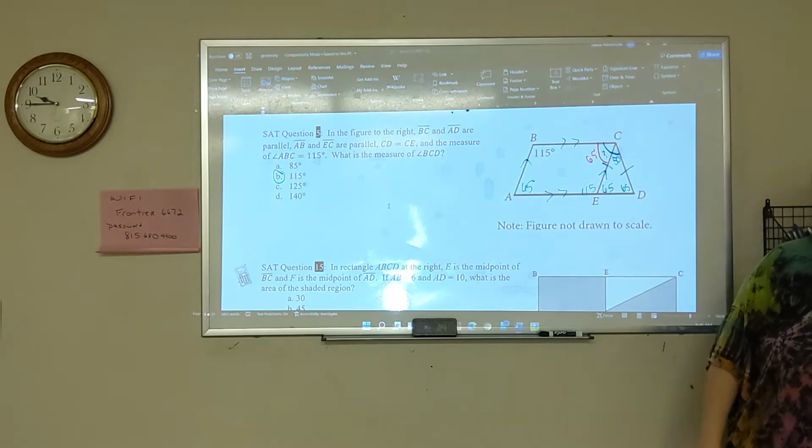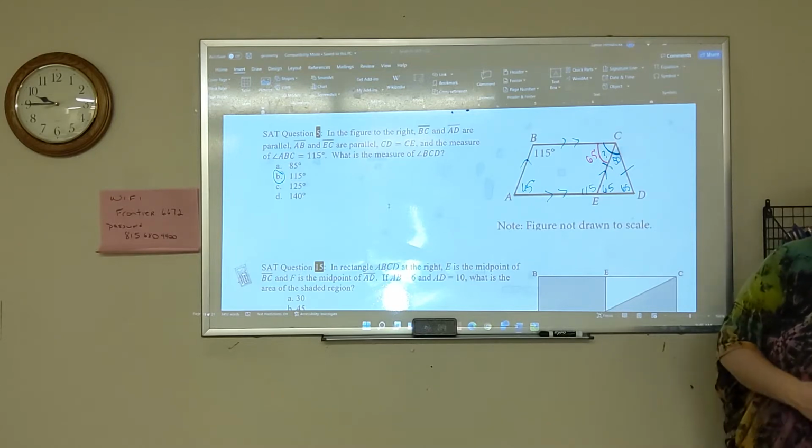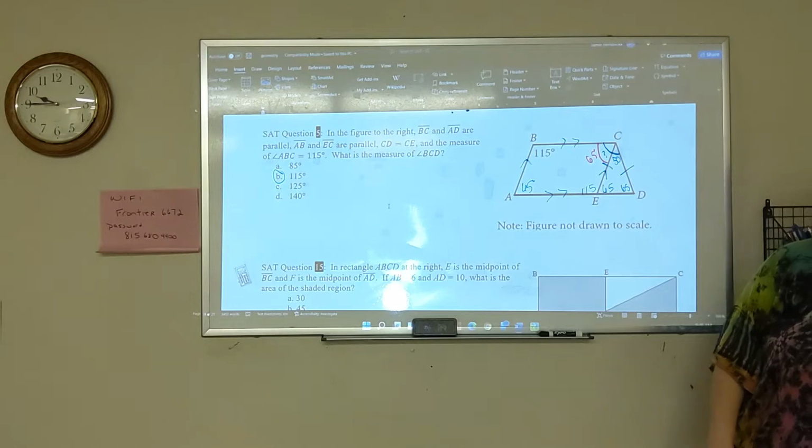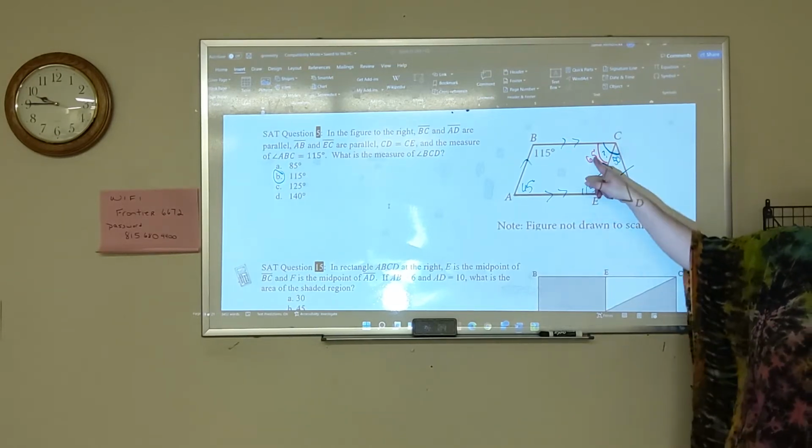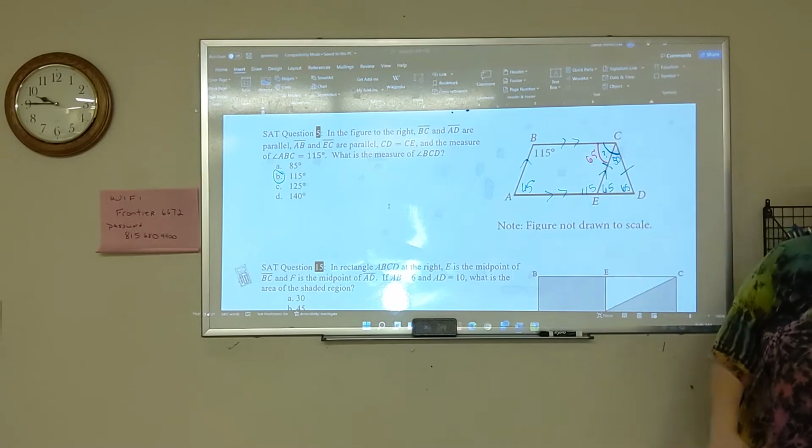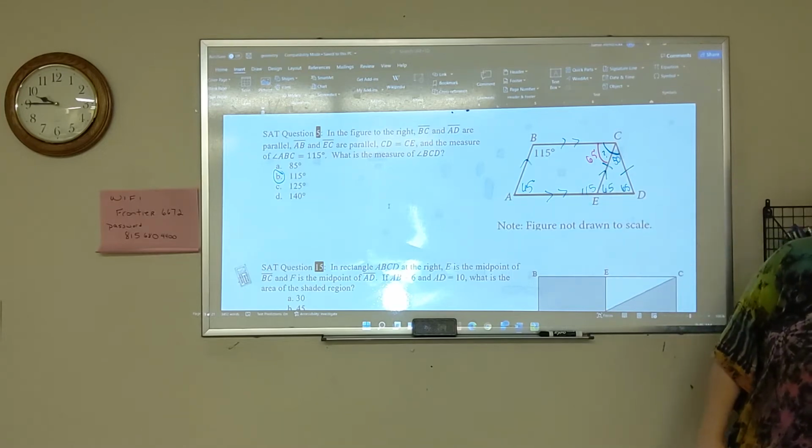So this line is parallel. Aren't the 65s and 115 alternate interior angles? Yes. You can do it that way too to get the 65. Yep. Absolutely.